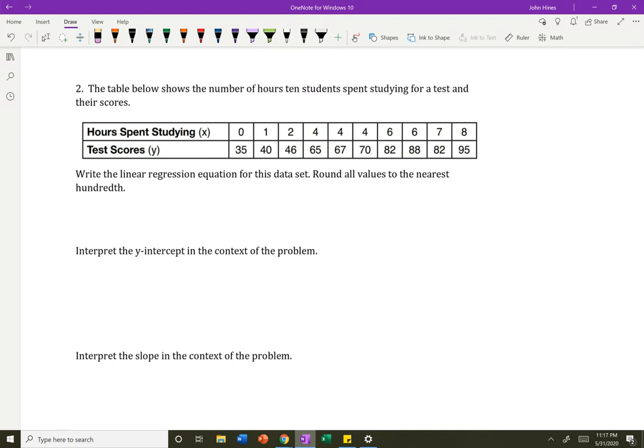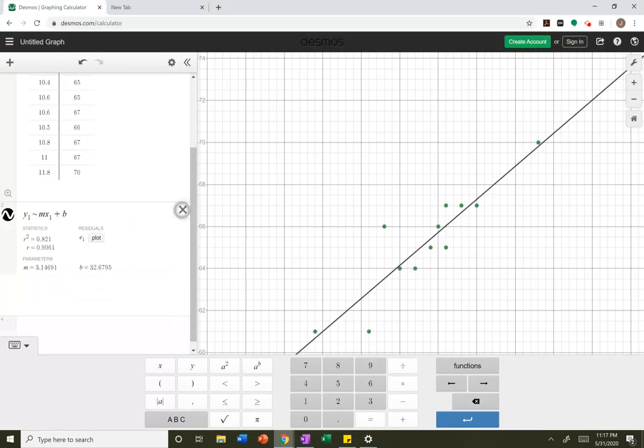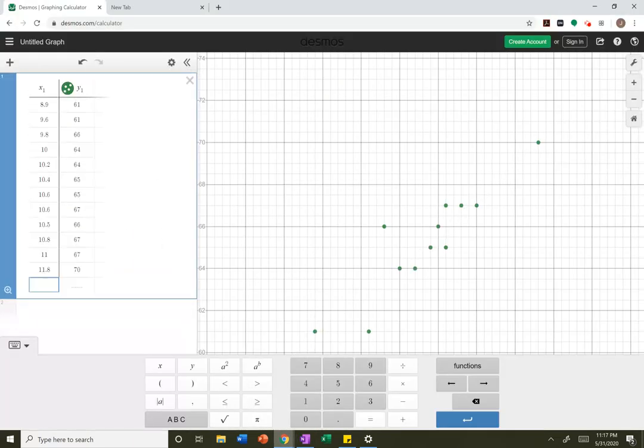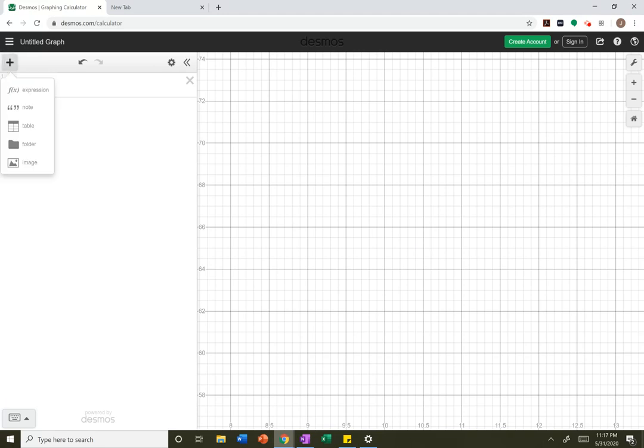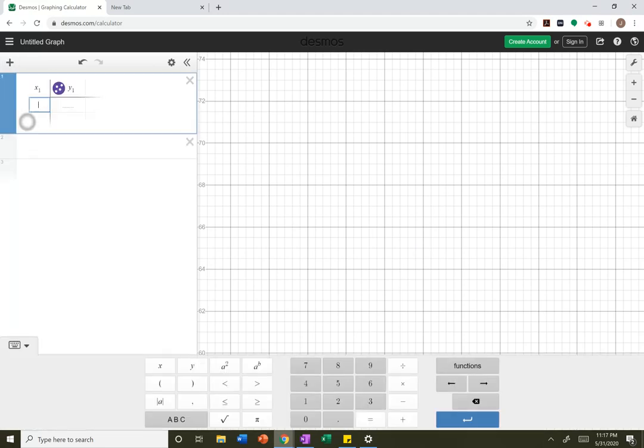Well, I got to get the data into Desmos if I want to create a regression. So I'm actually going to delete everything. Delete. I'm going to kind of start fresh. Clear everything out. I want a new table. I'm going to make a new regression. Now let's type in all the x numbers.